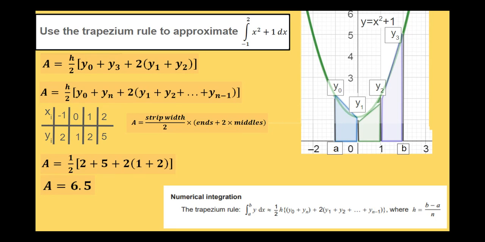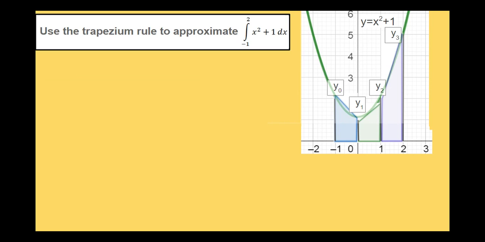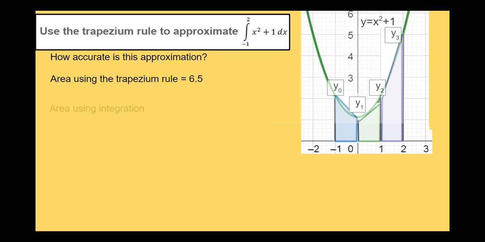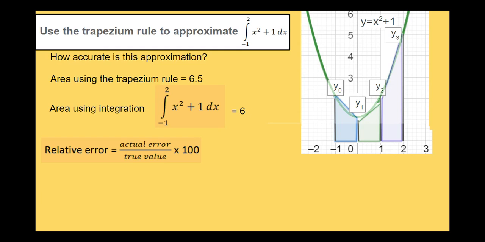Now, not quite finished. Let's just have a think about the accuracy of this. So what's the relative accuracy of it? How accurate is it? So we've just worked out the area, and we can also work out the area of this area using integration. So either work it out by hand or on your calculator, and you get a value of 6 square units. So the actual error is 0.5 out of 6 units, which gives us a bit of a meaty 8.33%, which is quite an error.